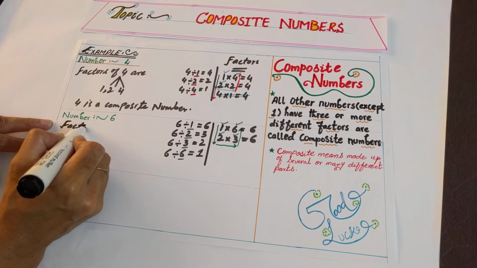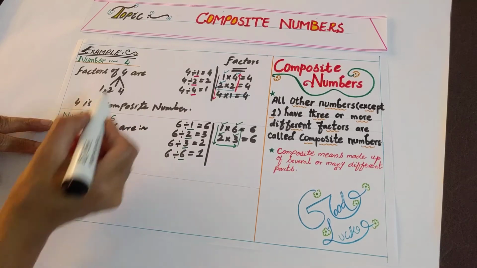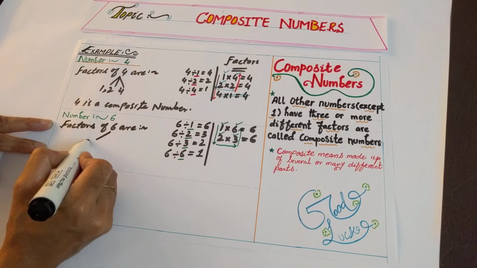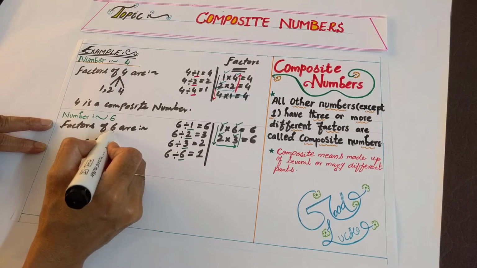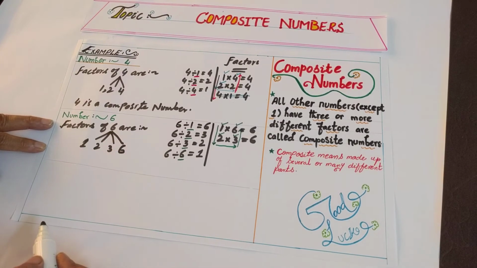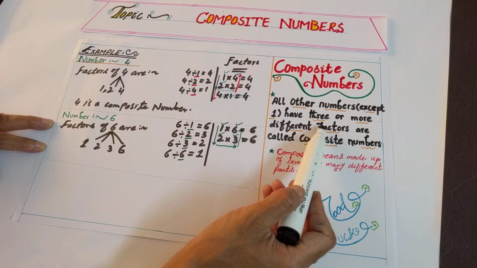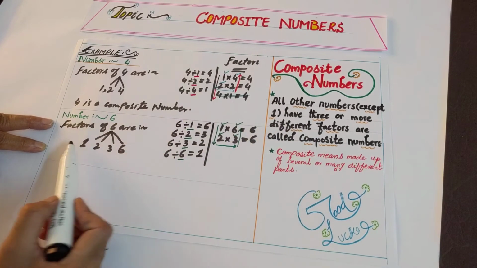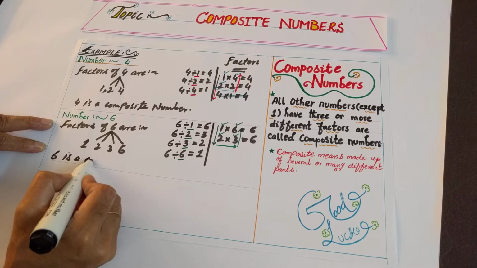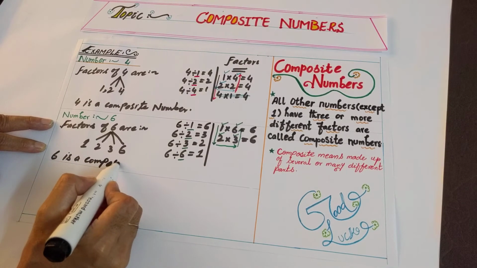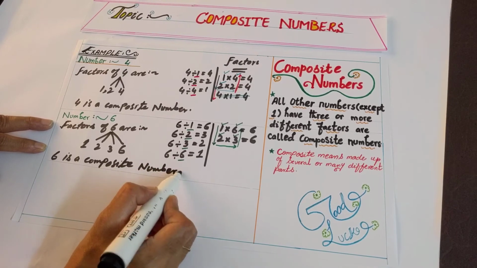Factors of 6 are 1 is the factor, 2 is the factor, 3 is the factor and the number itself is the factor. It means there are 4 factors satisfying the condition of the definition, and all the factors are different from each other. It means 6 is a composite number. 6 is a composite number. Clear?